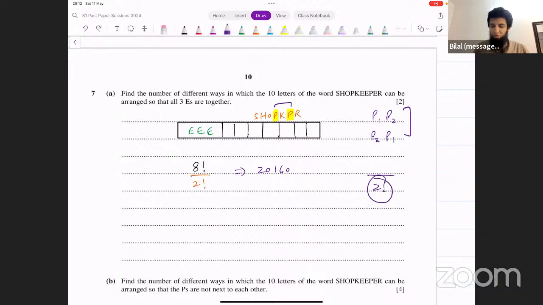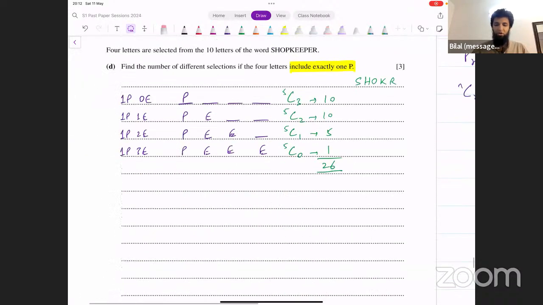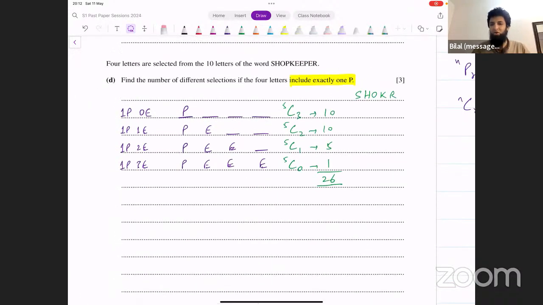Factorial is the number of ways to arrange. When we're talking about combinations, we are not arranging objects. So factorial is not going to be relevant here, because factorial is used for arrangements. So that's not going to work here. We can't divide by 2 factorial.